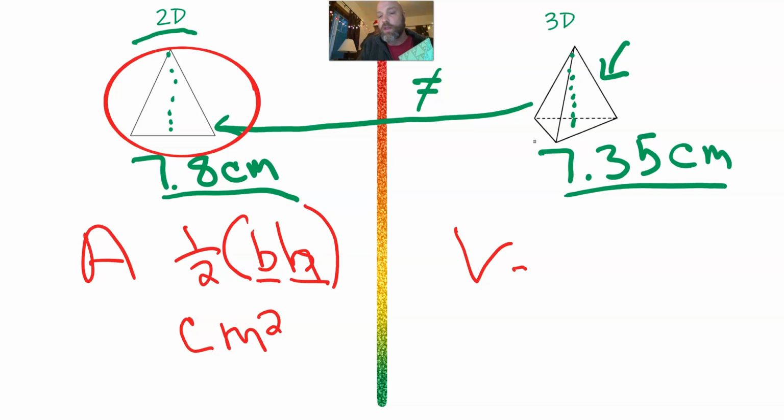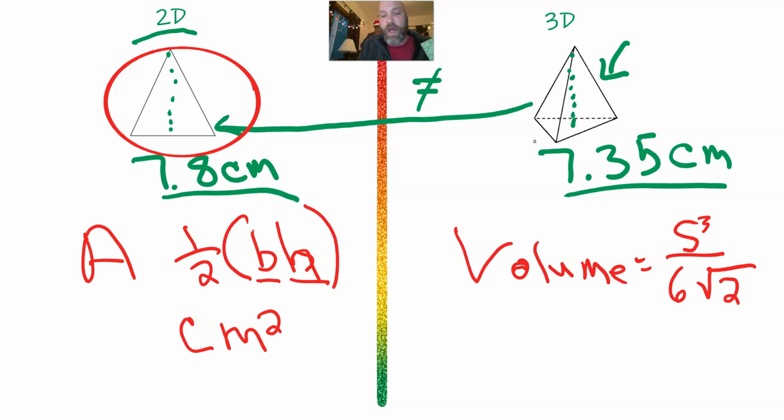In 3 dimensions, the volume equals the side cubed, that's 9 times 9 times 9, we talked about that before, divided by 6 times the square root of 2. Now this is a little bit of a problem here. This part of it, the square root of 2, makes our equations messy, and I'm going to show you something.